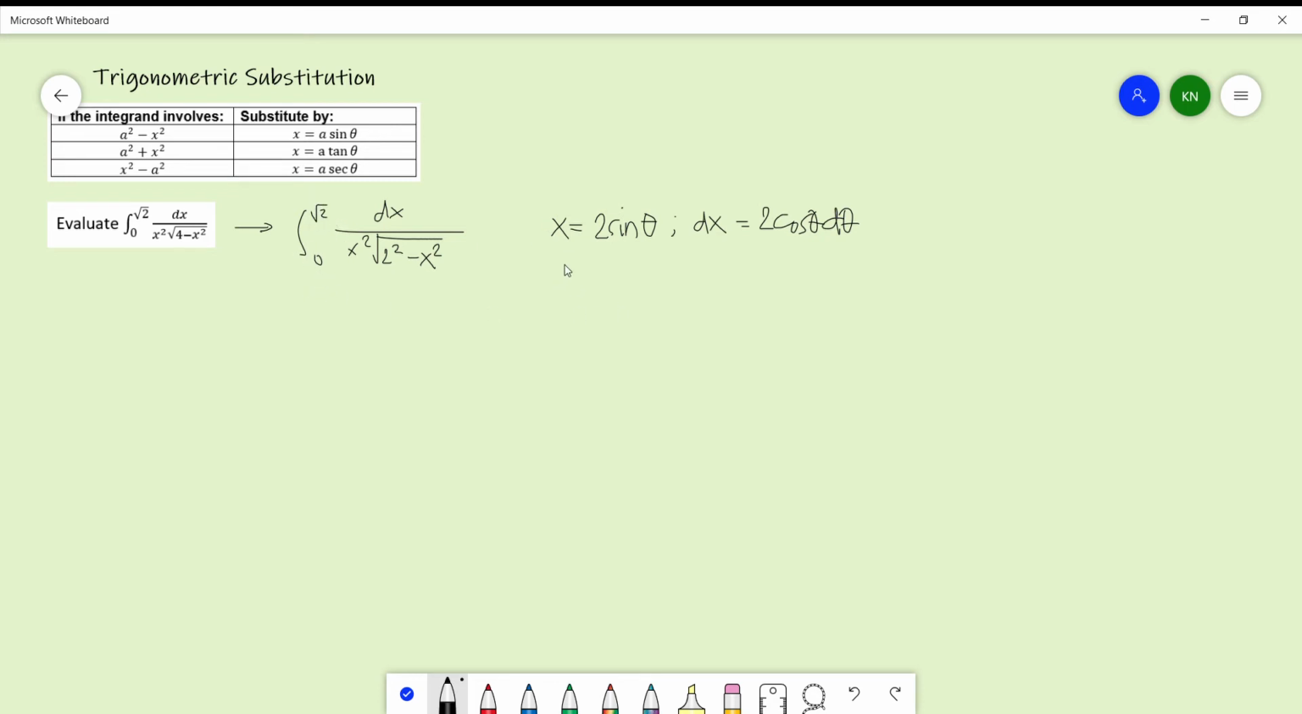So that being said, for the upper limit, or UL, we let x be equivalent to square root of 2. If we change our x to square root of 2 from this substitution, we have square root of 2 is equivalent to 2 sine theta. Now, to get the value of theta, we have to divide both sides by 2.